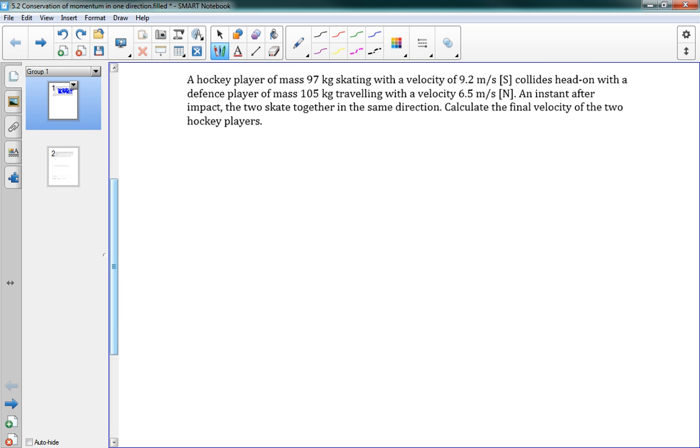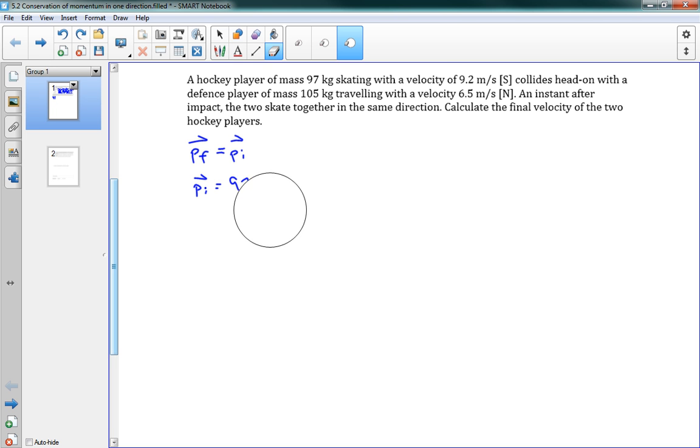I don't really know. But this is our momentum. So we just use our statement. We say that the final momentum, the total final momentum, has to equal the total initial momentum because it's conserved. And if I want to find my initial momentum, we know that we had a hockey player that was 97 kilograms, m times his v. Maybe I'll write out the statement here first. So this is equal to m1 vi1 plus m2 vi2.